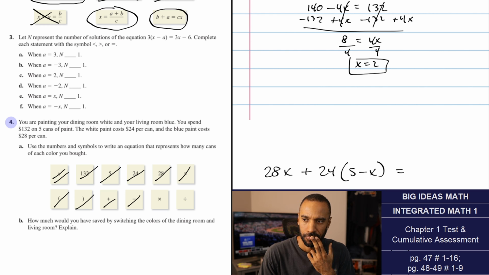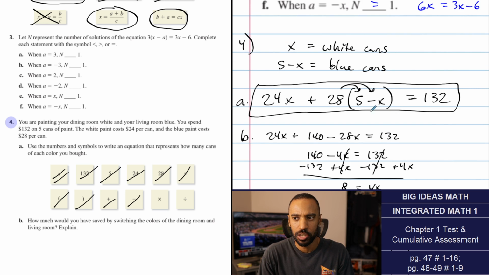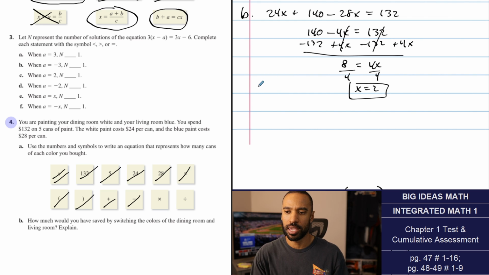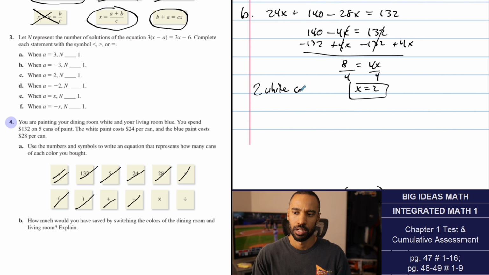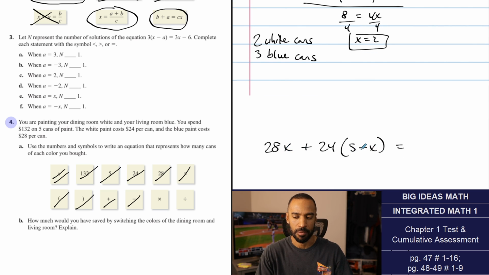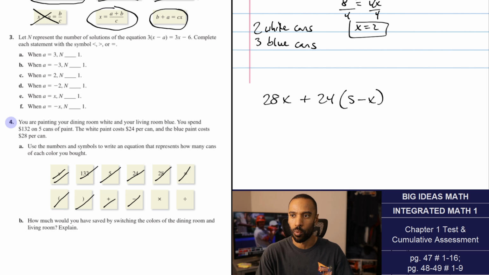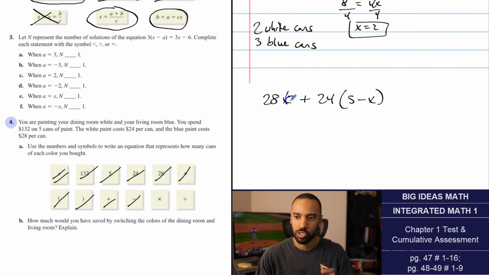Hold on. Okay, so my thought on this problem is that when we solve for our scenario, X equals 2 for us is number of white cans. So this is 2 white cans and 3 blue cans. Now, as we saw, that added up to $132. But we got to use this same scenario, 2 white cans, 3 blue cans, in this part. X is still number of white cans, 5 minus X is still number of blue cans here. So what we're going to do now is let's do 28 times. Now, we already did the switch, right? X being now $28. So white cans are $28 per. So this is 28 times 2 plus 24 times 5 minus 2, or 24 times 3.